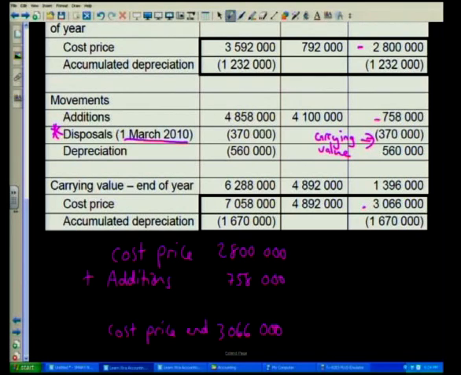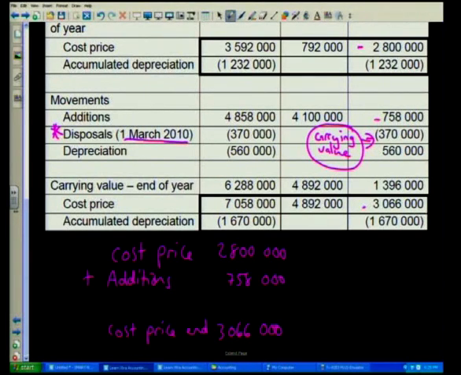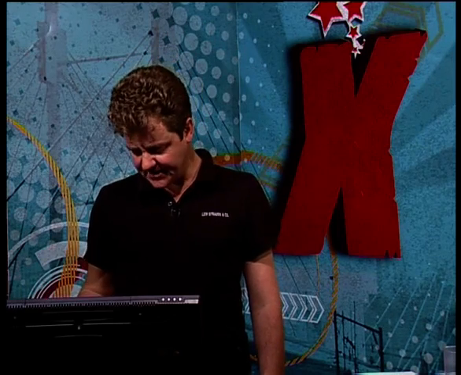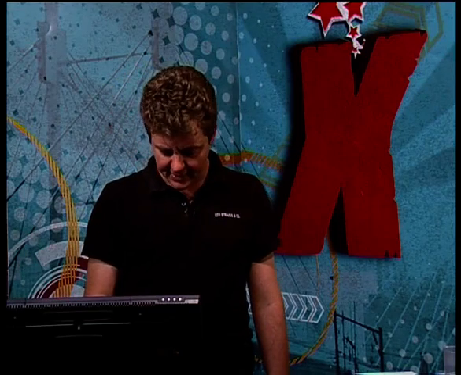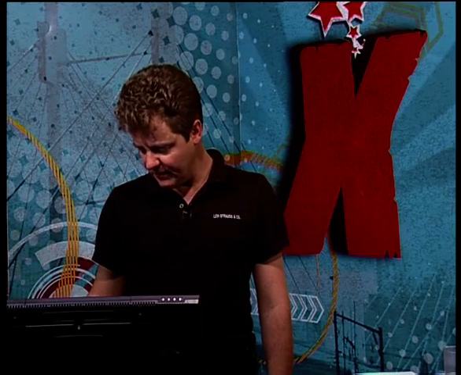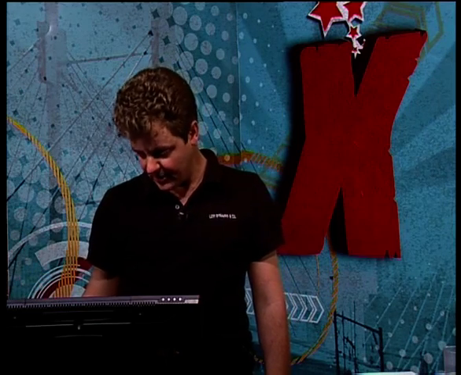Our disposals are given to us at 370,000 Rand. But it's very important not to get confused, and you must remember that disposals are always given at carrying value. They are never given at the cost price. So that's why in your cash flow statement, if you want to work out the carrying value or the depreciation or the additions of various assets, you'd start with the carrying value at the beginning of the year, add your additions, subtract your disposals, subtract your depreciation, and that would give you the carrying value at the end of the year.